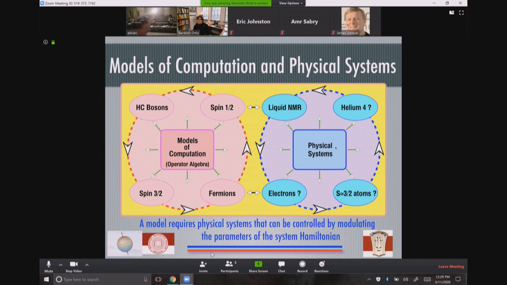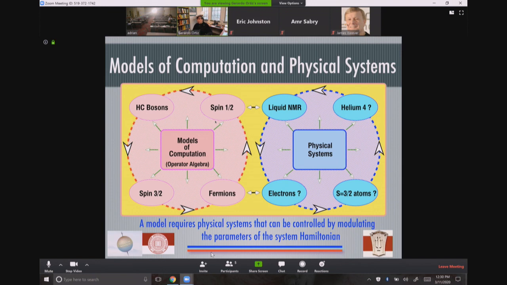So indeed, there is a way of translating from this experimental physical system language to a model of computation that is represented by an operator algebra. So for example, as I mentioned, if you have a liquid NMR system where you have control over the qubits, a spin one half, essentially the model of computation is going to be related to the model of computation of qubits, of a spin one half.